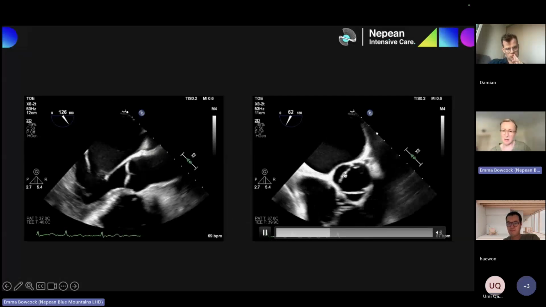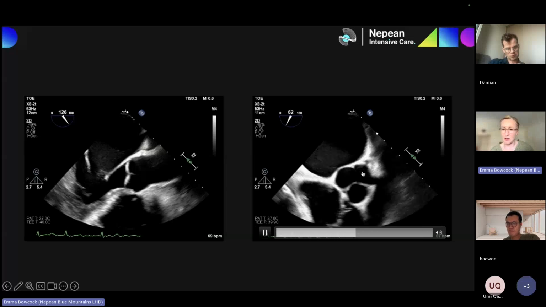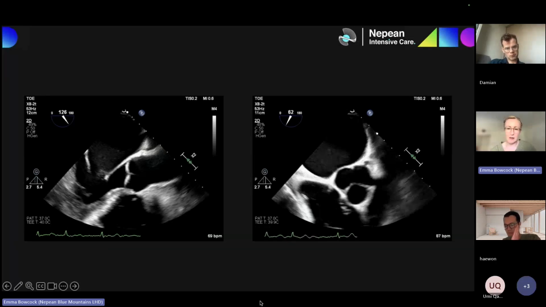So we've got the intra-atrial septum. That's how we know that this is the non-coronary cusp. And then we've got the right coronary cusp and the left coronary cusp. Very nice. All right.